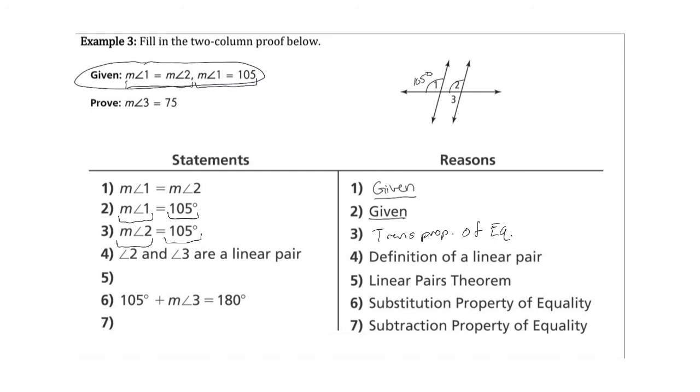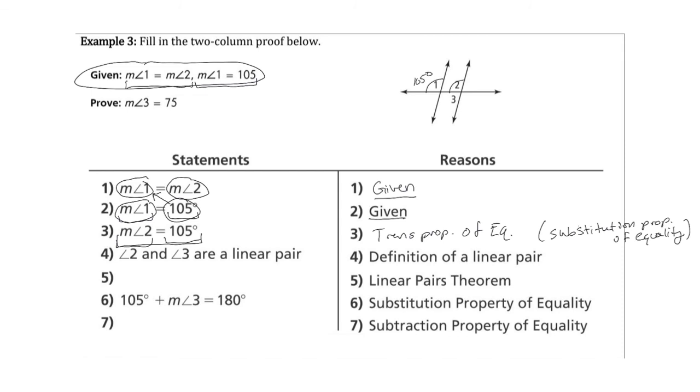Now, this could also be the substitution property of equality. What do I mean by the substitution property of equality? This tells us that if we know measure of angle 1 equals measure of angle 2, and measure of angle 1 equals 105 degrees, we can substitute in 105 degrees for measure of angle 1, and that's how we get the statement measure of angle 2 equals 105 degrees.